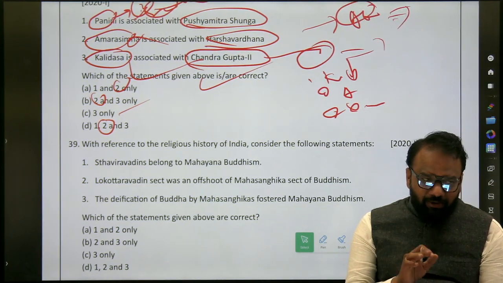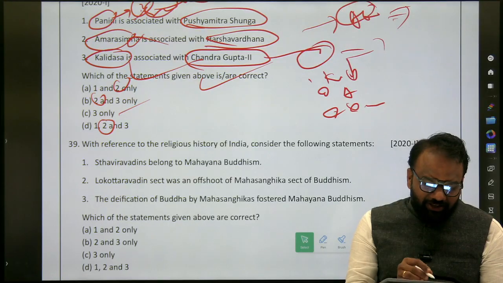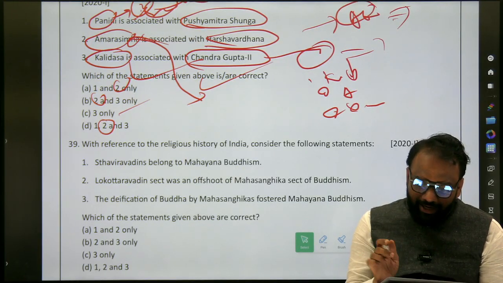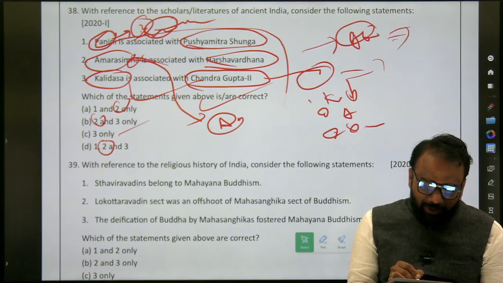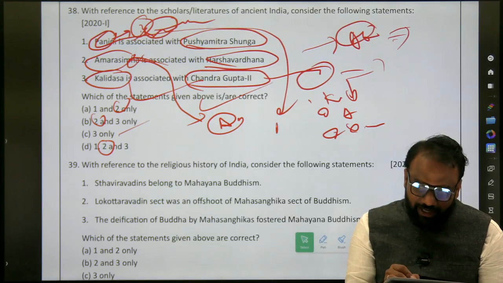Now when it comes to Panini, Amarasimha, Kalidasa, you will check whether there is a famous work associated with them, if he is a writer. Amarasimha: Amara Kosha, you will write it. Next, the famous book associated with Panini: Ashtadhyayi, you will write it, very good.